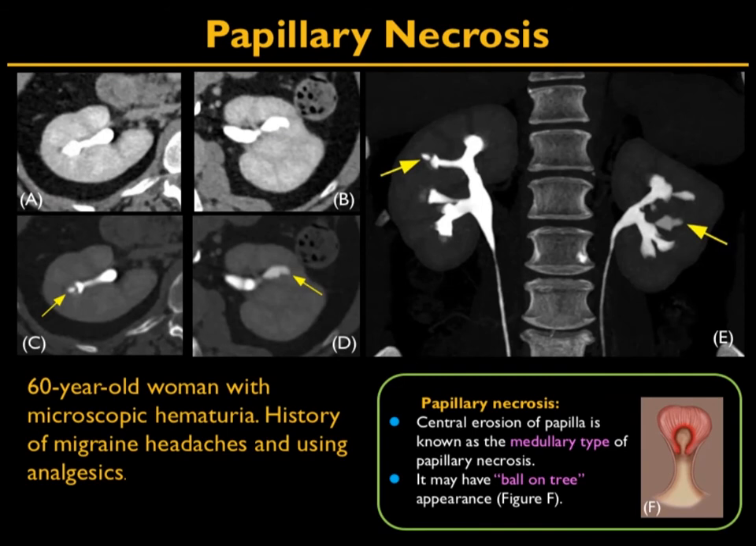And here's a nice example. Again, this case does show you the importance of wide windows. It's very easy to miss things without wide windows. Again, look nicely at the multiple sites of papillary necrosis in both kidneys. Central erosion of papilla is known as the medullary type, and this may have a ball on tree or a golf ball on a tee type appearance, which is probably the more common description.